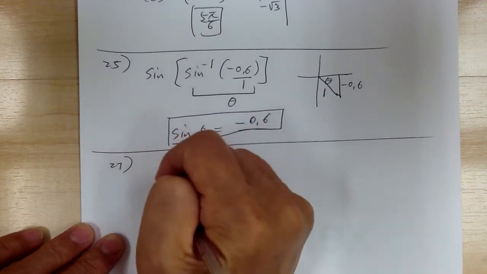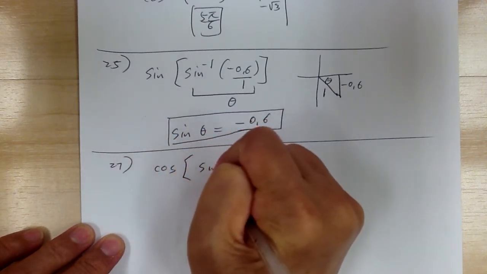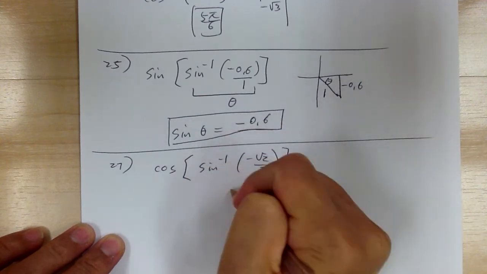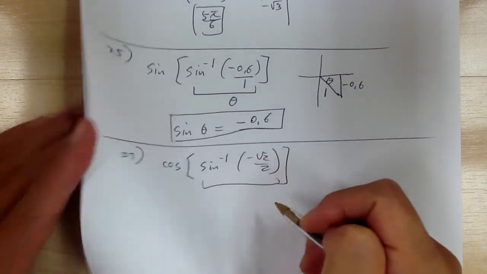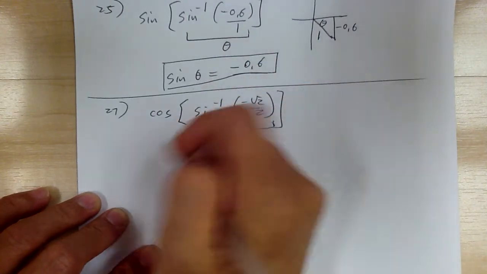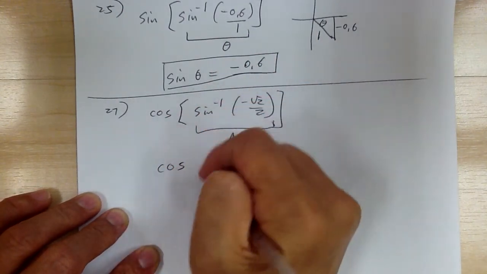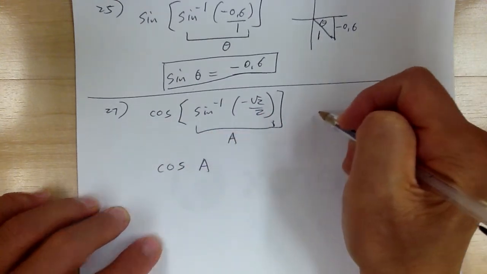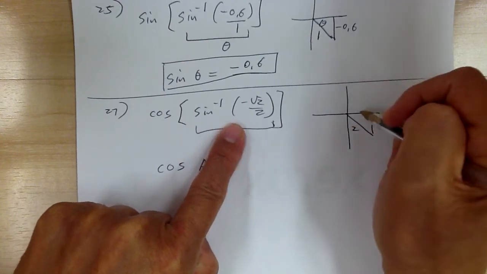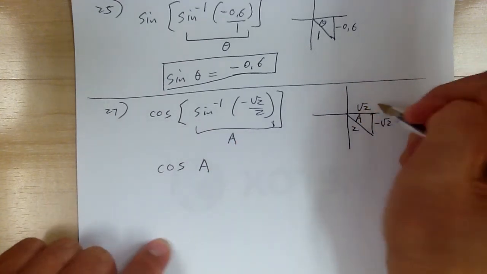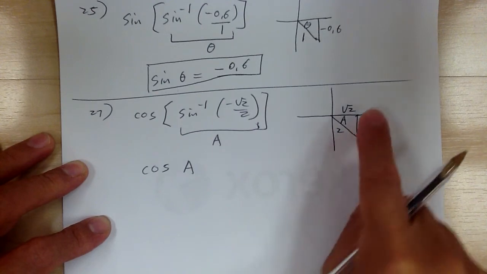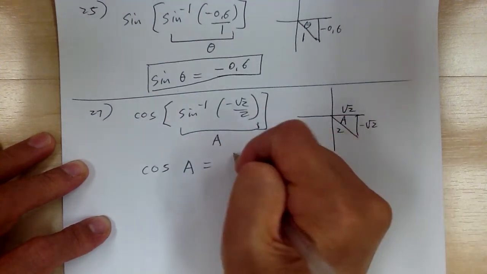Number 27, you have cosine of inverse sine of negative square root 2 over 2. So again, this is your angle theta or angle A. It doesn't matter what you call it. I'm going to use different letters to get used to different letters. So you're looking for cosine A. From here you have to draw your picture first. So it's negative square root 2 over 2. And here's your angle A, and this will be square root of 2. So now you look at this picture and figure out the cosine of that picture. So cosine is this over this. So this will equal square root of 2 over 2.